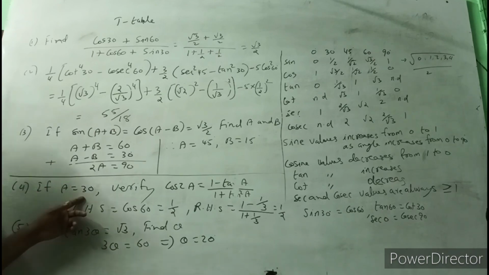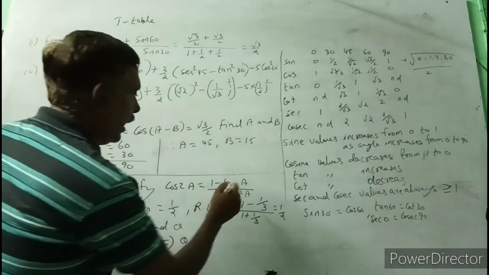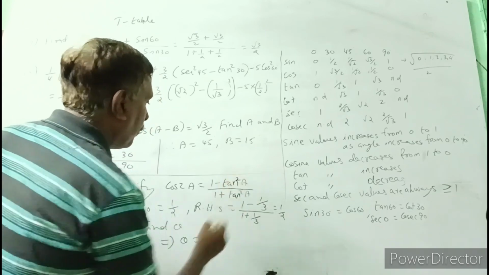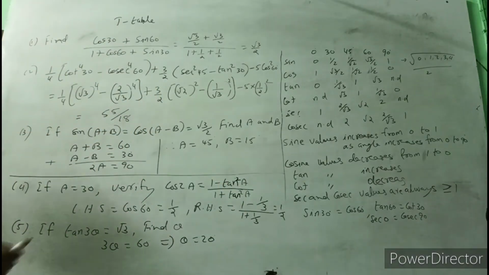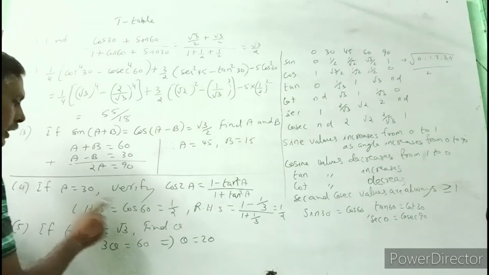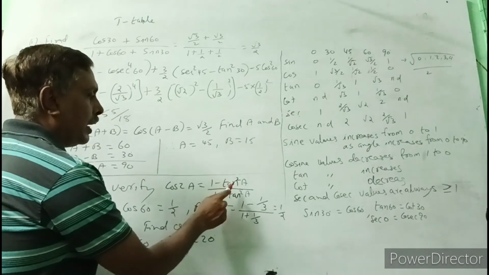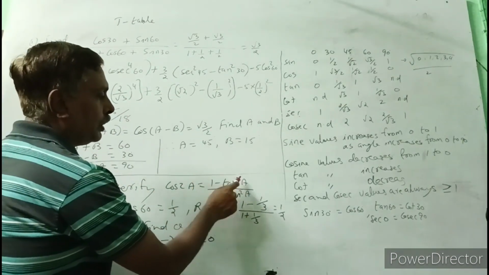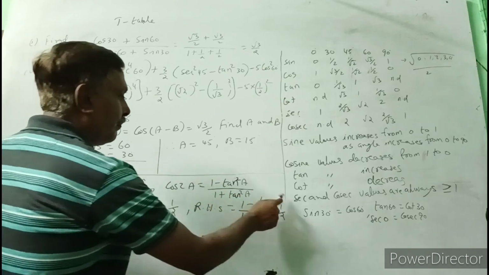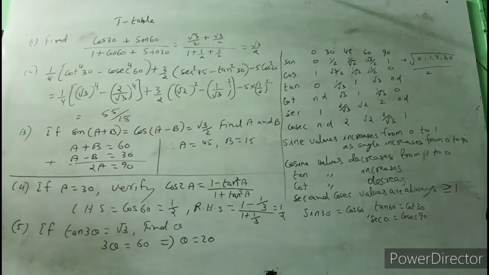Similarly, another question: if a is equal to 30, verify cos 2a is equal to 1 minus tan square a upon 1 plus tan square a. So I use that a is equal to 30 here. In the LHS, 2 into 30 is 60. Cos 60 is 1 by 2. Simplifying the RHS, 1 minus tan 30, which is 1 by root 3, squaring gives 1 by 3. Similarly, 1 plus 1 by 3. Simplifying, you will get here also 1 by 2, here also 1 by 2. LHS equal to RHS, hence verified.